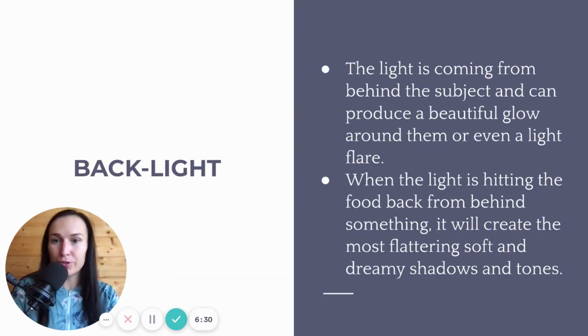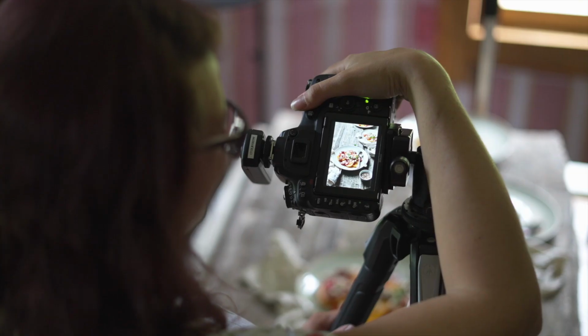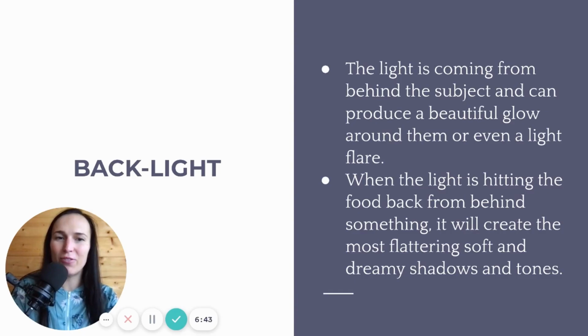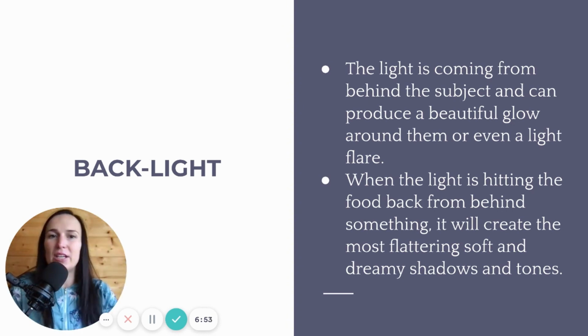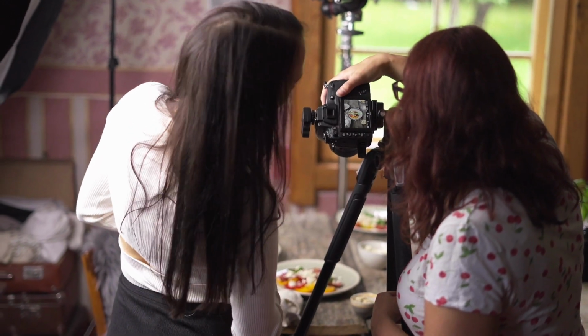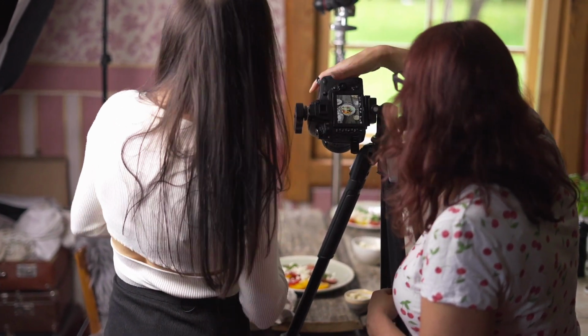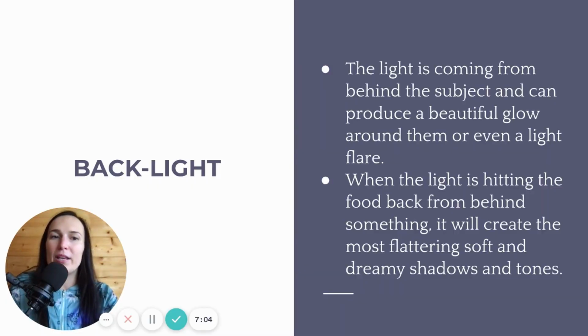And then another option that you can have is backlight. With backlight, sometimes you have to be careful because the backlight in general is super powerful. So it depends on what kind of direction you want to go with your creative style. Do you need the food to shine, or do you want the light to shine? So these are those little things, but in general, with backlight, the light is coming from behind the subject and can produce a beautiful glow around, or even a light flare.